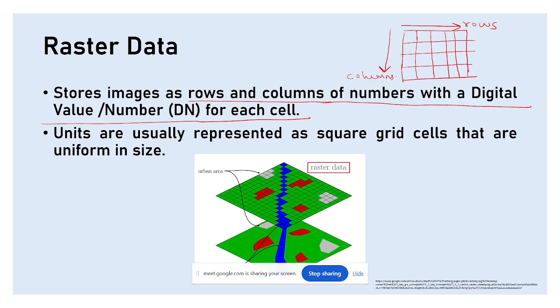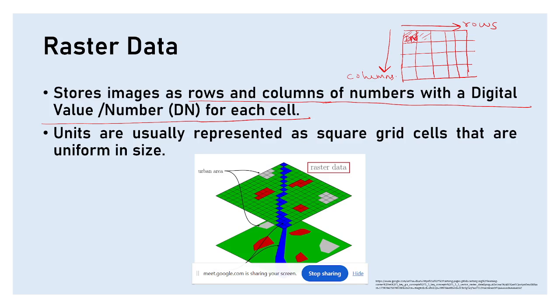But what you have to keep in mind is that each of these smaller units, which are known as cells, this one is one cell, this is another cell, each has a unique value of its own. That value we call the digital value or the digital number of each cell. Okay, digital value, or rather you write it as DN, digital number, for each cell.